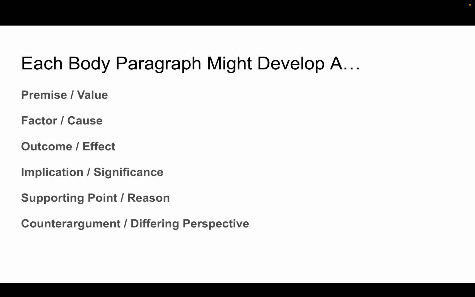They might determine or prove there's some type of outcome or effect, like one main effect of this problem is blank. They might develop an implication or talk about the significance of something. This matters to these types of people because blank. Or the implications of this are less of a focus on blank. They might develop a supporting point or reason. One main reason why we should is blank. Or they could develop a counter argument or a differing perspective.